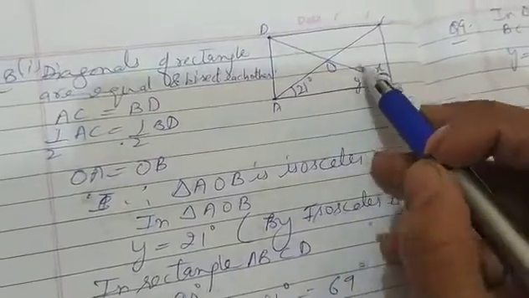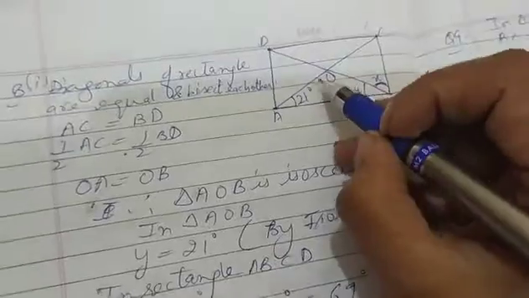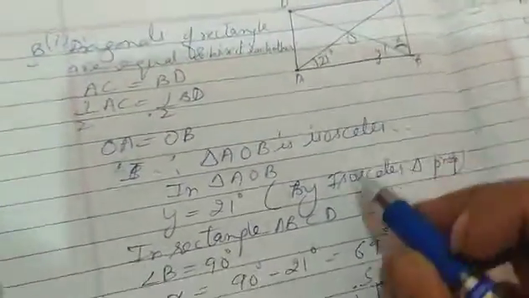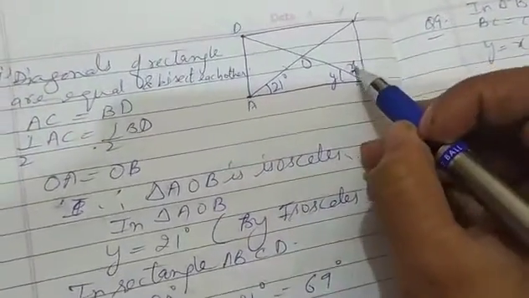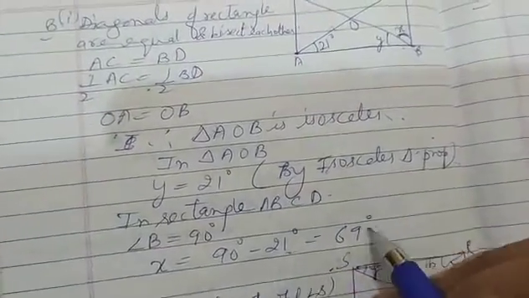OA, OB, that means the triangle is isosceles. So in triangle AOB, Y will also be 21 degrees by the isosceles triangle property. If opposite sides are equal, then opposite angles are equal. This is the isosceles triangle property. Now, in rectangle ABCD, this complete angle B is 90 degrees. So x will be 90 minus 21, 69 degrees.